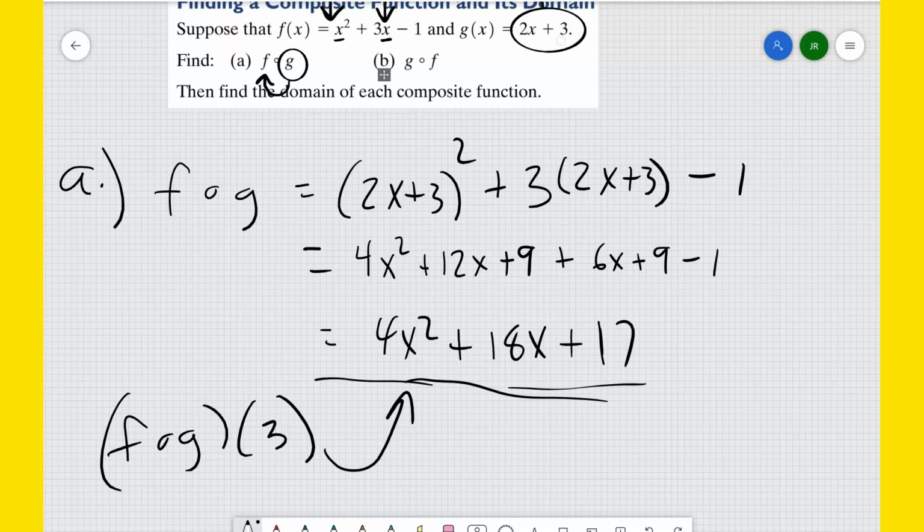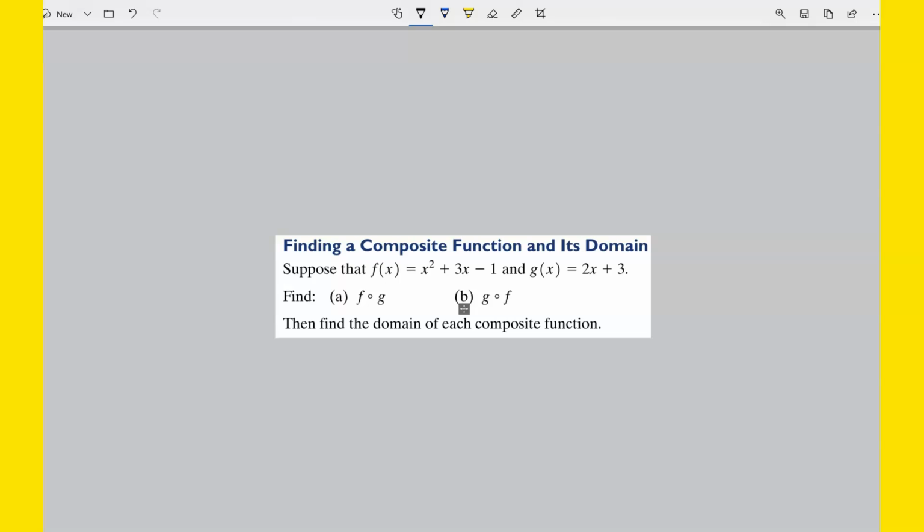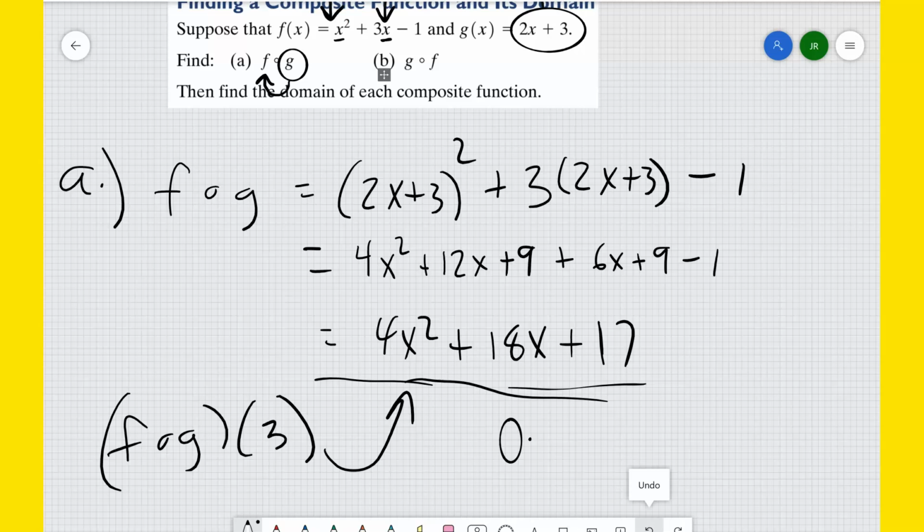But then, once that goes in, what real number could go into f? Any real number can go into that too. So that means the domain is all real numbers. The domain is all real numbers. All right, let's do part B.